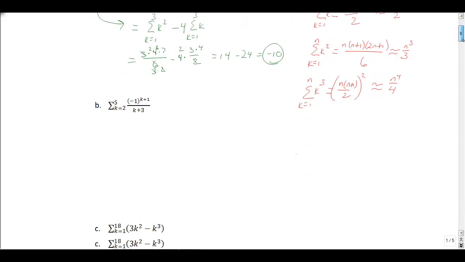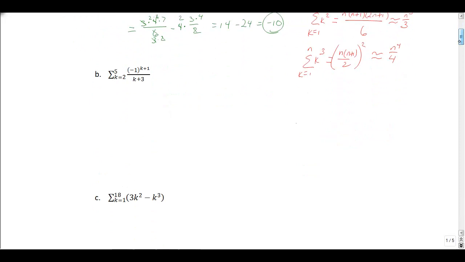Next one. Okay. Here we've got negative 1 to the k plus 1 over k plus 3, with k equals 2 to 5. It's just 4 terms. I'm probably just going to write this out. So what I'm going to do is write out when k equals 2, I get negative 1 to the 3rd over 2 plus 3. That's 5. Plus when k is 3, I get negative 1 to the 4th over 3 plus 3. That's 6.